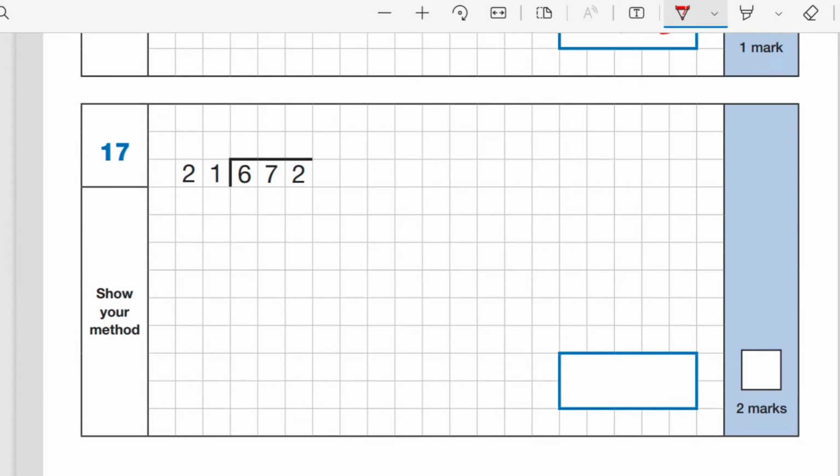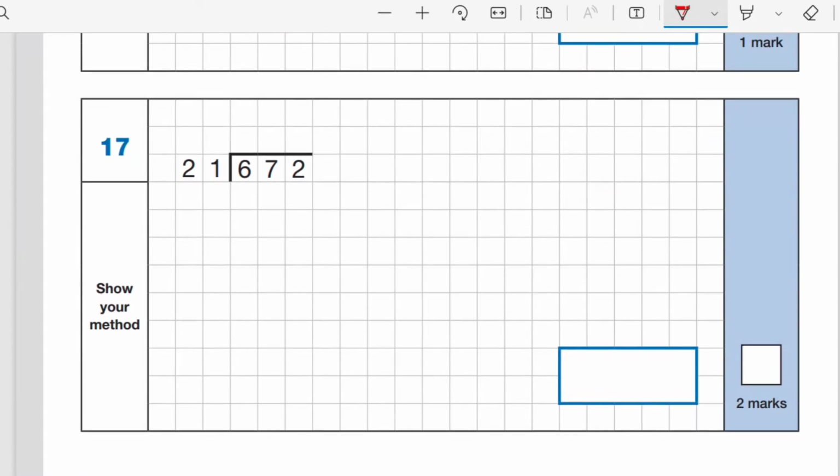Nice. Alright, 17. So this is going to be a longer division question. So we have 21 into 672. So let's try this out. So this means we're going to have to list our 21 times tables.